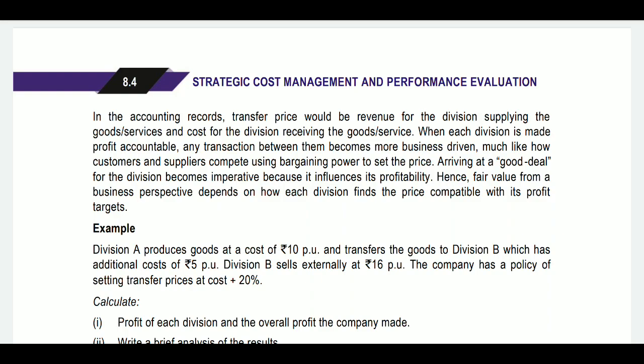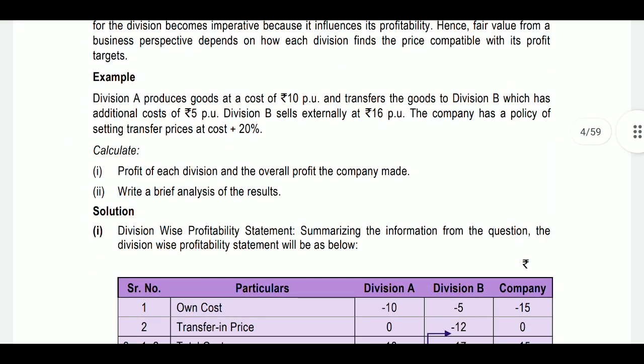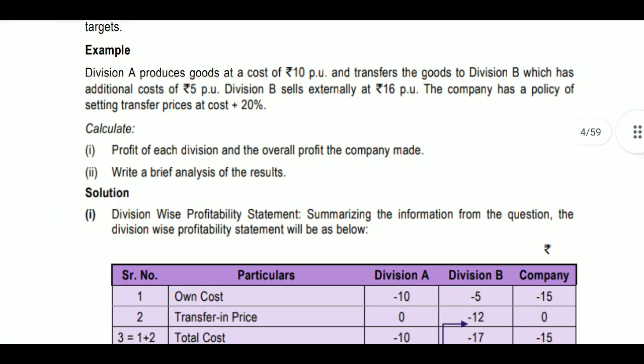Next, here we will provide one example for this. Division A produces goods at a cost of 10 rupees each and transfers goods to division B, which has an additional cost of 5 rupees. So it is receiving at 10 rupees and incurring 5 rupees, and it is selling outside at 16 rupees. Next, the company has a policy of setting the transfer price at cost plus 20%.